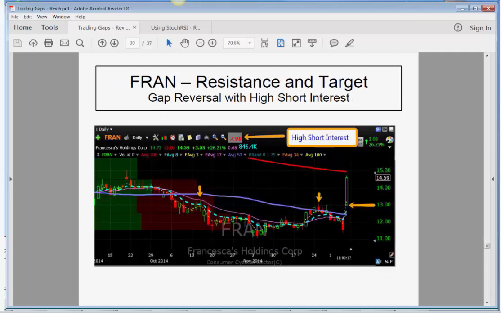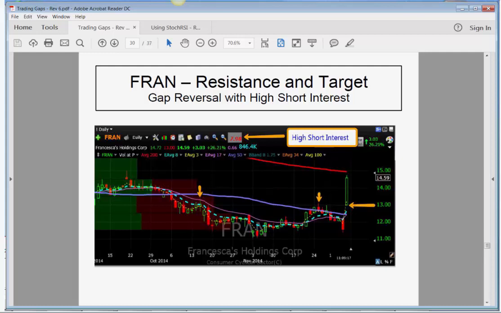Here's Fran. High short interest, I got it on my charts. It gapped up to $8 to $13. And then that's the checkpoint. Watch what happens in the lower time frames. See what it does. 213s right here. The first target would probably be right here around $14.